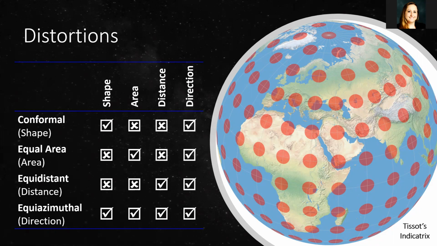Maps can be equiazimuthal and either conformal, equidistant, or equal area. However, maps cannot be conformal and equidistant, conformal and equal area, or equidistant and equal area. Basically, if a map is not distorted in more than one way, it will include distance. All other combinations are not possible.